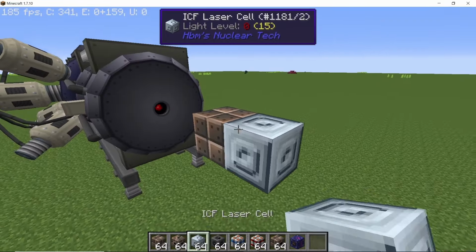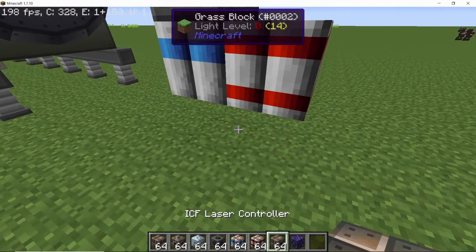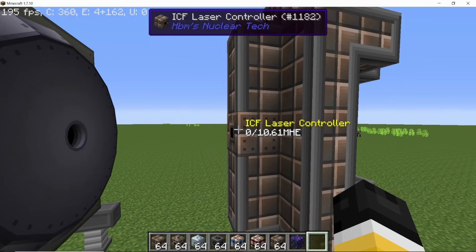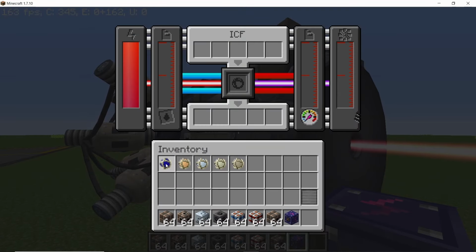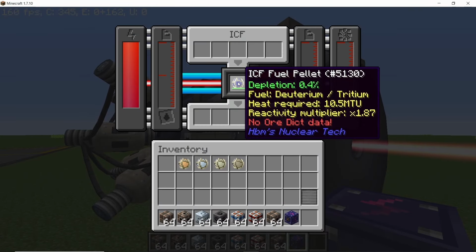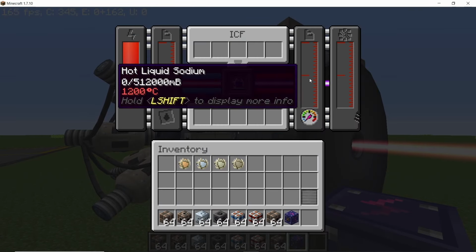So here I have determined that 2 capacitors with 2 turbochargers is perfect for powering a deuterium-tritium fuel pellet. So 10.61, and this one requires only 10.5, and here we have a reaction going on, which can also be seen if we take a look at the lasers which are now active. So that is how you can calculate the amount of turbochargers and capacitors you will need in a laser.